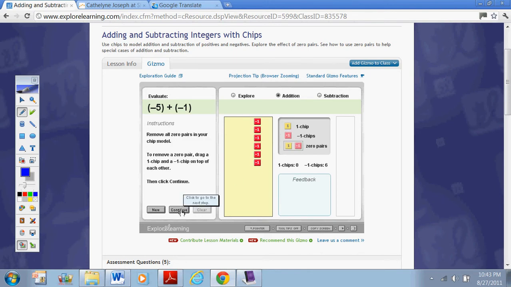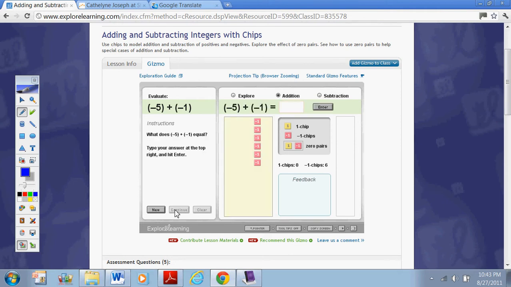Okay, now notice that nothing here will be able to cancel each other out because there's no opposites. So here my answer will be -6, because now I have a total of -6 chips. That's the difference. Here nothing cancels out because there's no yellow ones, there's no opposites to cancel each other out. So we're left with -6.